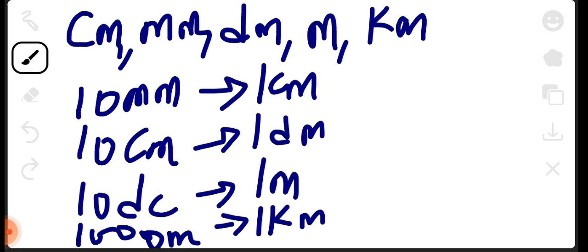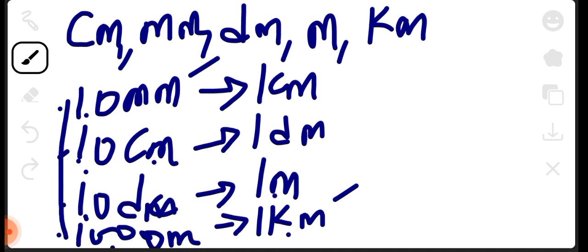So if they ask you how many millimeters give 1 kilometer, just multiply 10 times 10 times 10 times 1000. If they ask how many centimeters make 1 kilometer, just multiply 10 times 10 times 1000. That gives you the number of centimeters in 1 kilometer. If they ask how many decimeters you have in 1 kilometer, just use 10 to multiply 1000. That is 10,000 decimeters equals 1 kilometer, in which 1000 meters equals 1 kilometer. If they ask how many millimeters you have in 1 meter, just do 10 times 10 times 10. That is 1000 millimeters equals 1 meter.